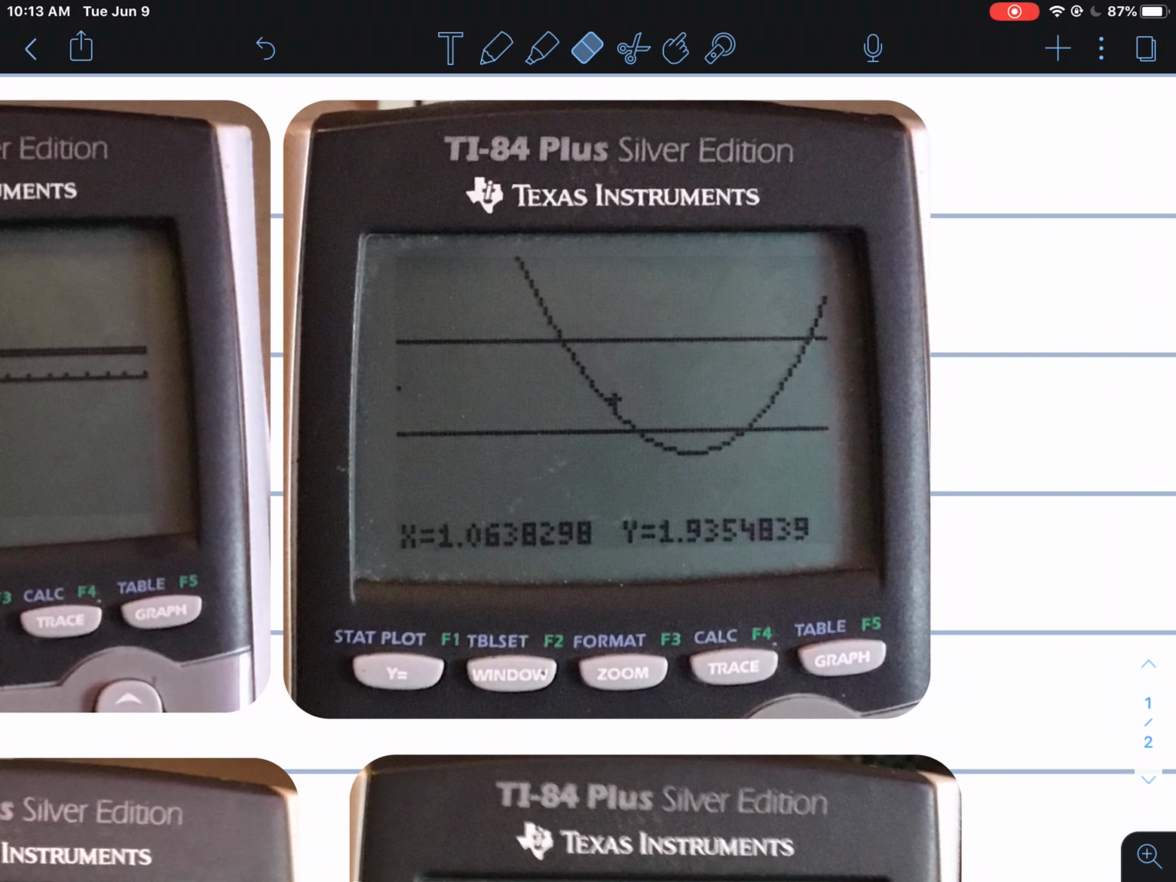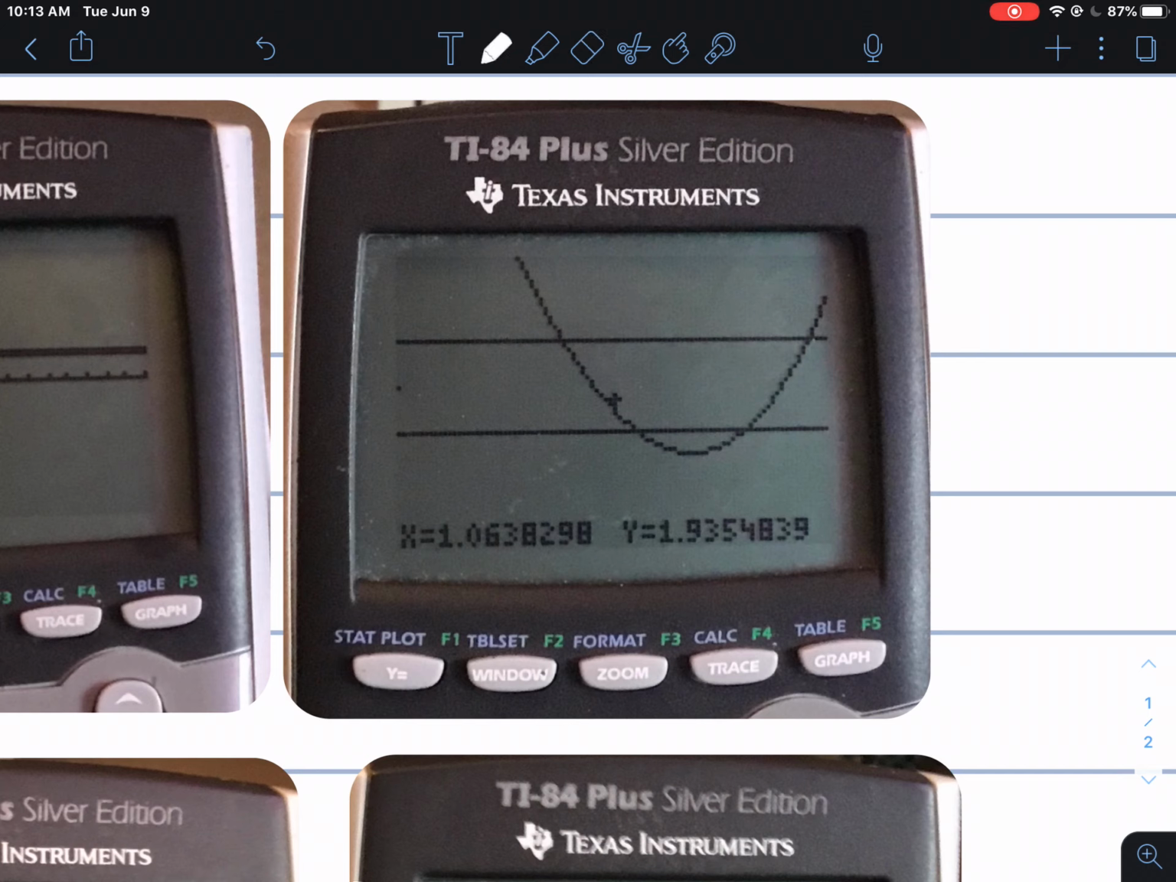Now to do that, we're going to find points of intersection. I want to know the point of intersection between our graph, the curve f of x, and the line y equals 1.8. To do that, you go to the calc menu, which is second trace.